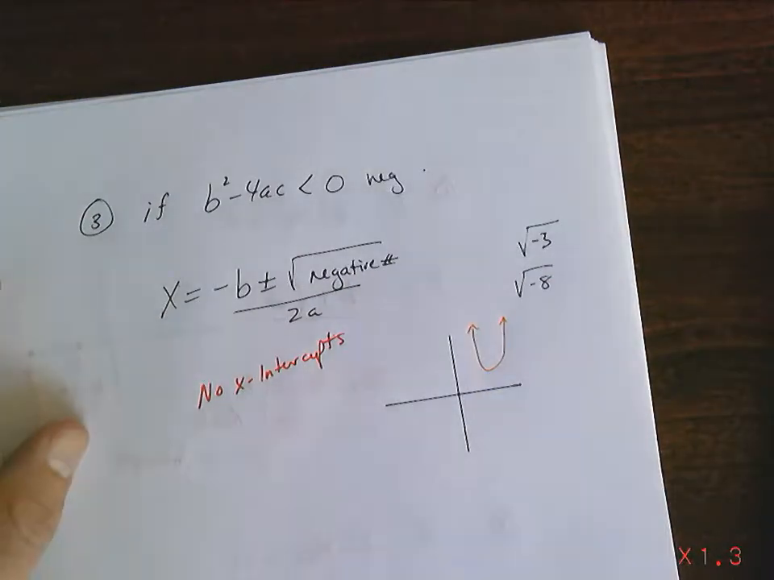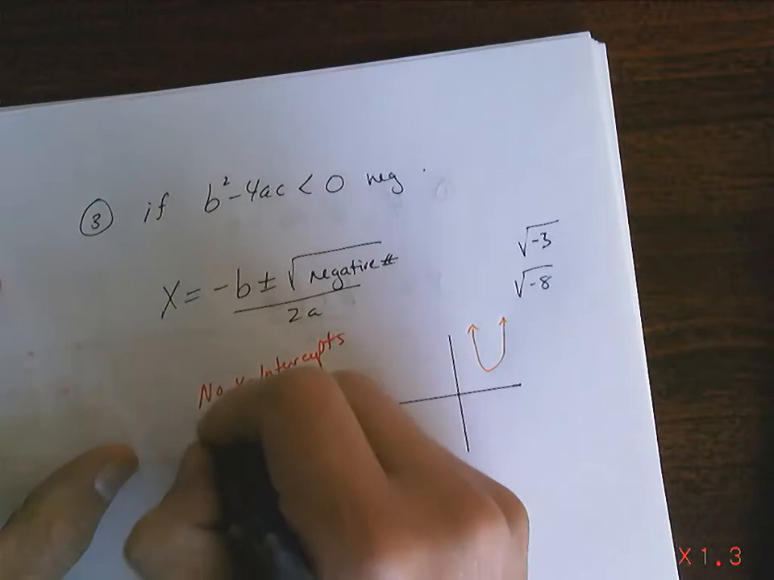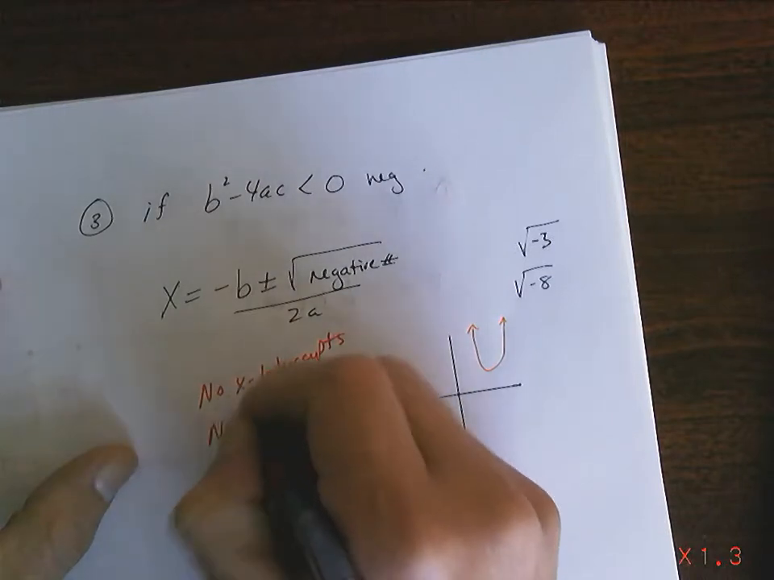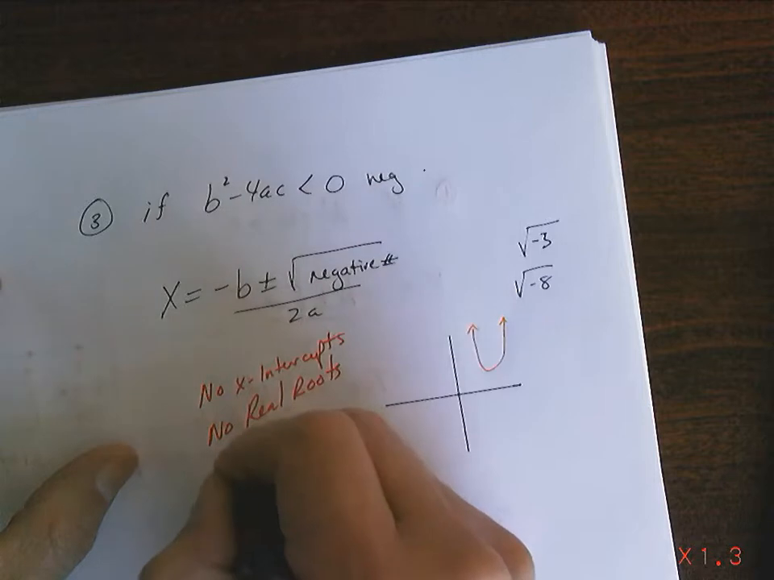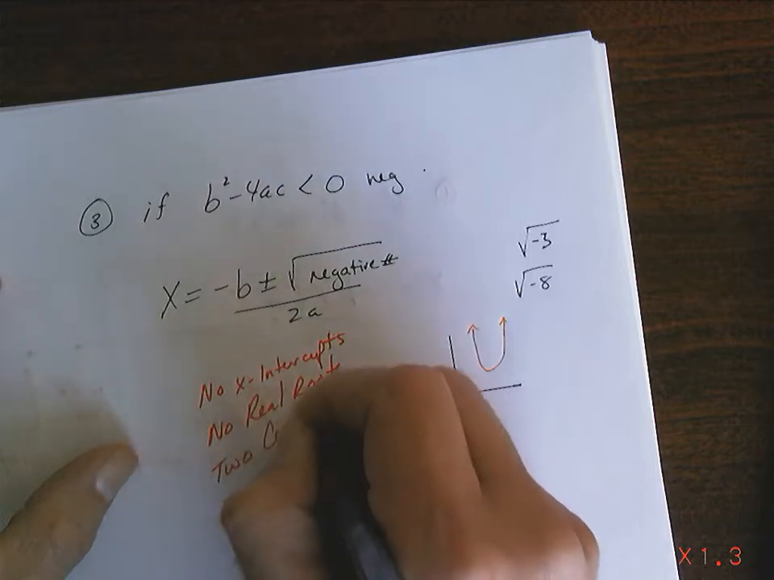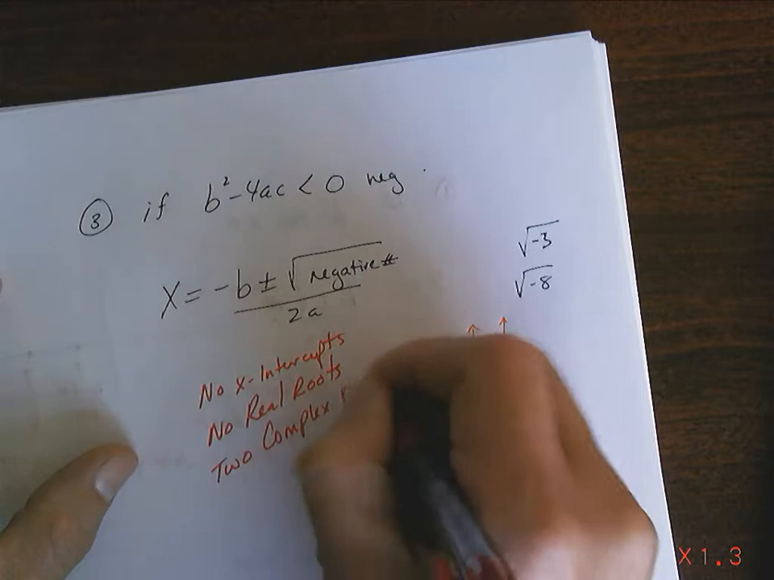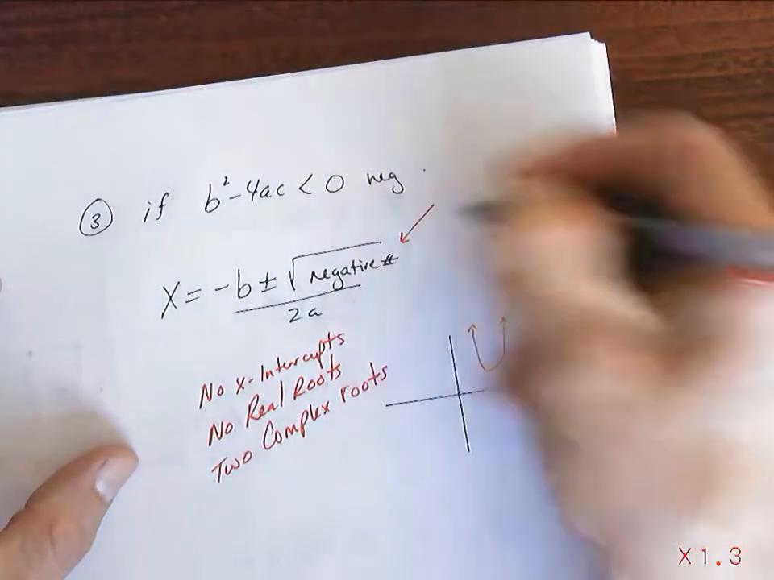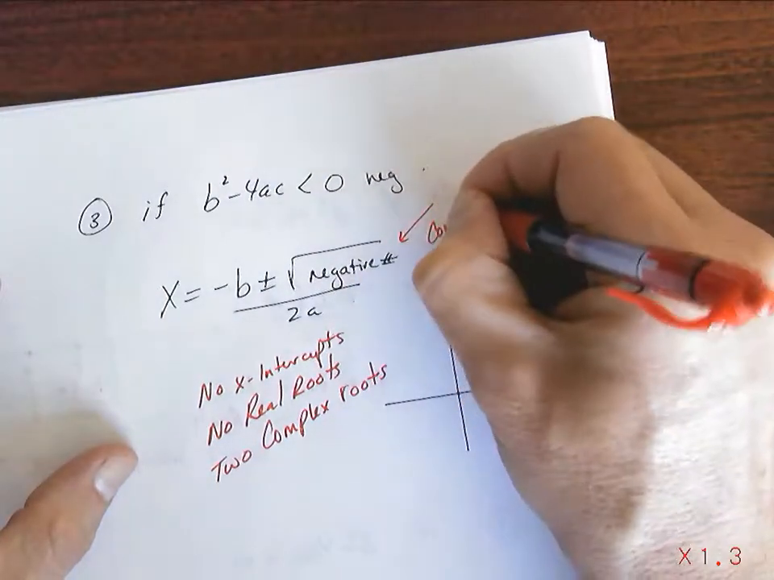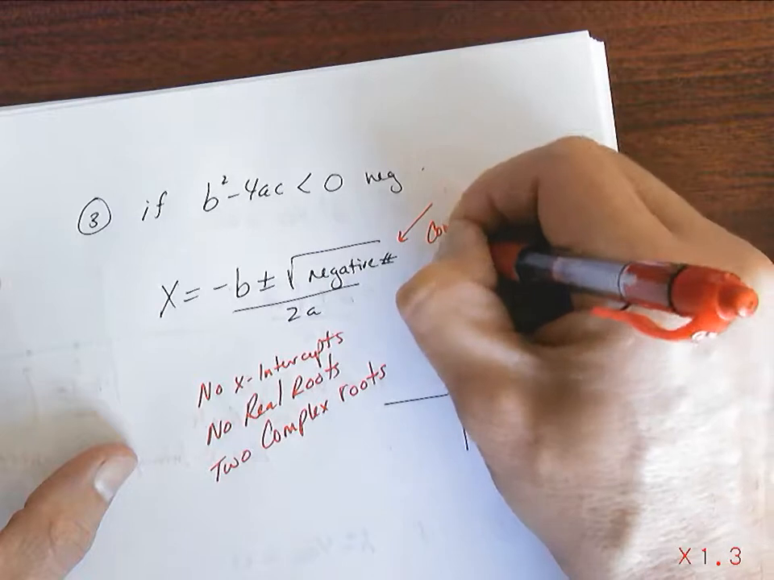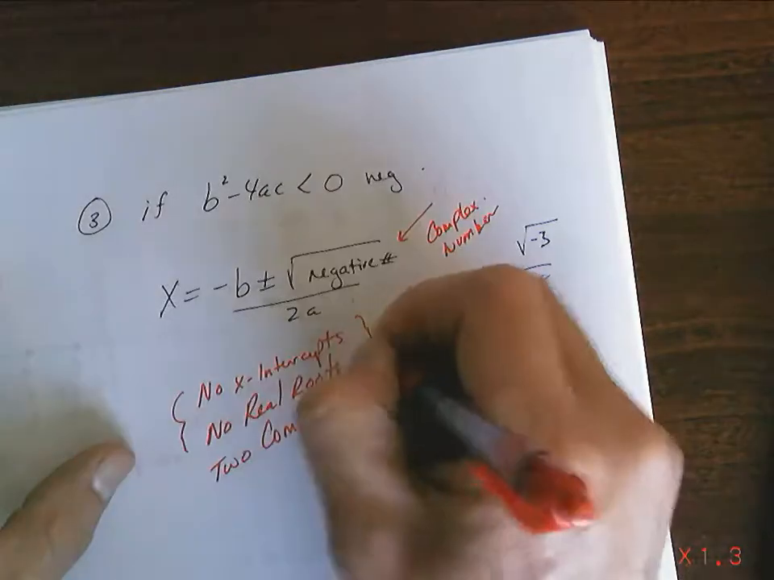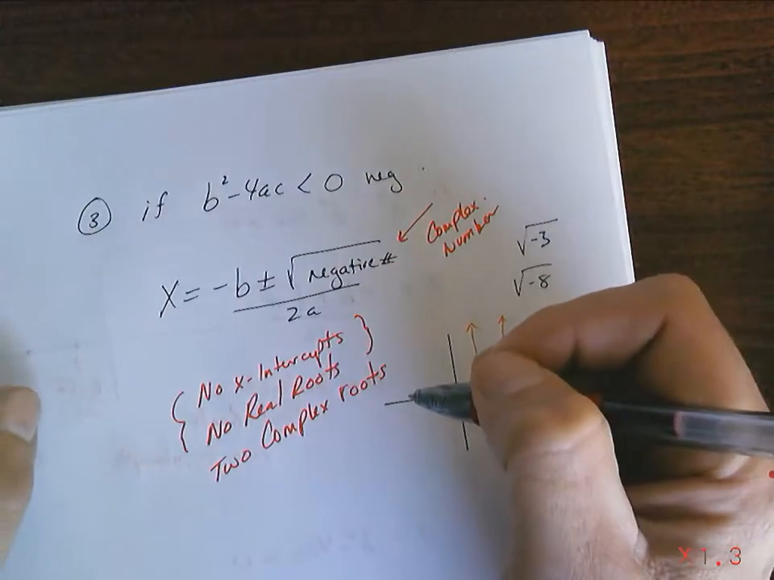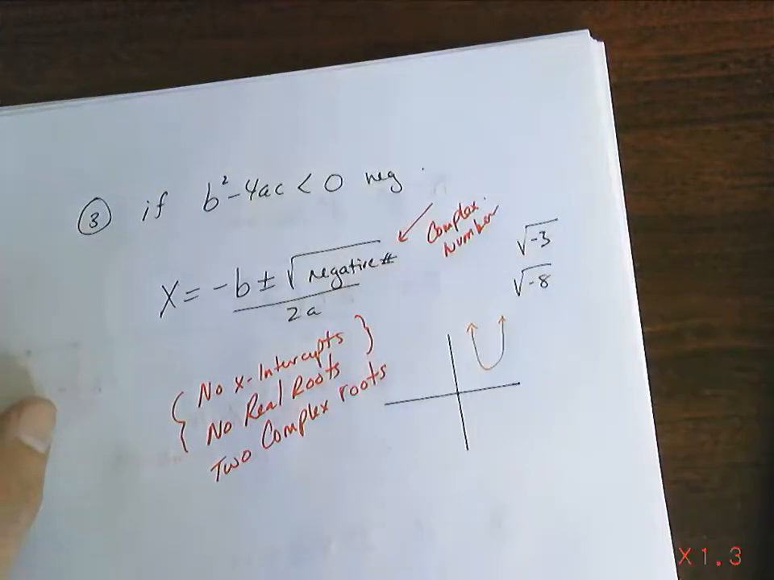So there's no x-intercepts, and you can say two things. You can either say no real roots, and I'm happy with that, or you can say two complex roots. And that just means that these numbers with negatives under them are called complex numbers. We're not really responsible for those in this course, so you can get away with just telling me that there's no x-intercepts and there's no real roots. And all of this can be told from the discriminant.